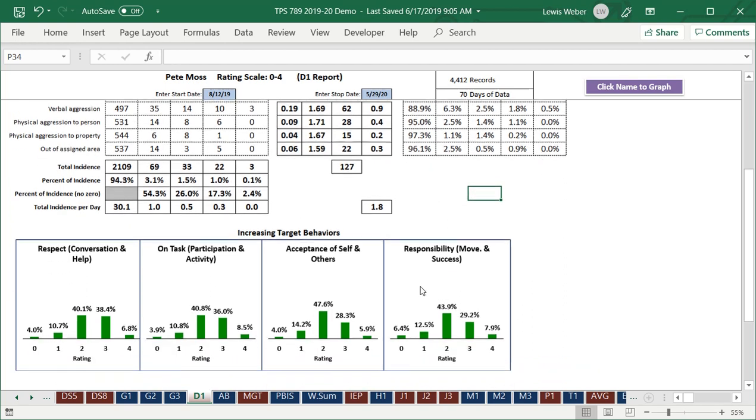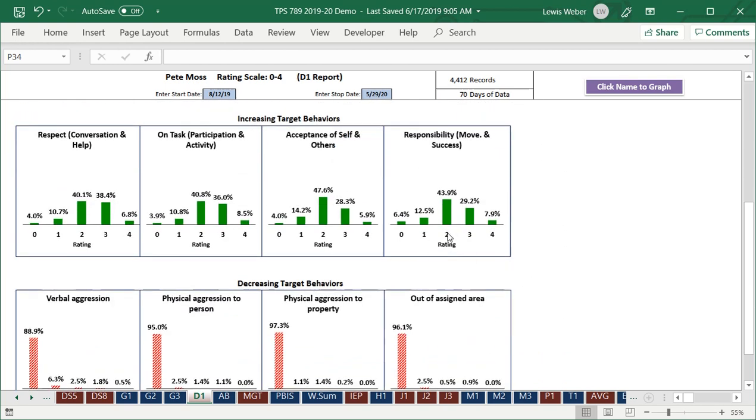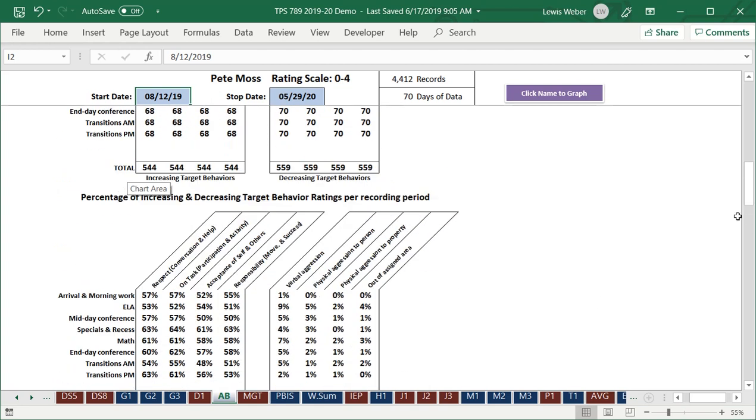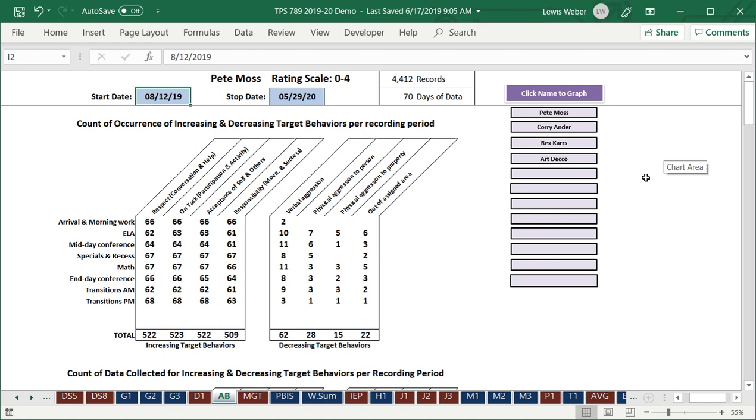So that's a nice graph to share with parents. It's page 2 of the D1. Okay, let's keep going. The AB has been updated for this year. There are 5 different tabs now. 5 different tables. The first one is just looking at the count of occurrence. How many times did a non-zero rating get recorded?